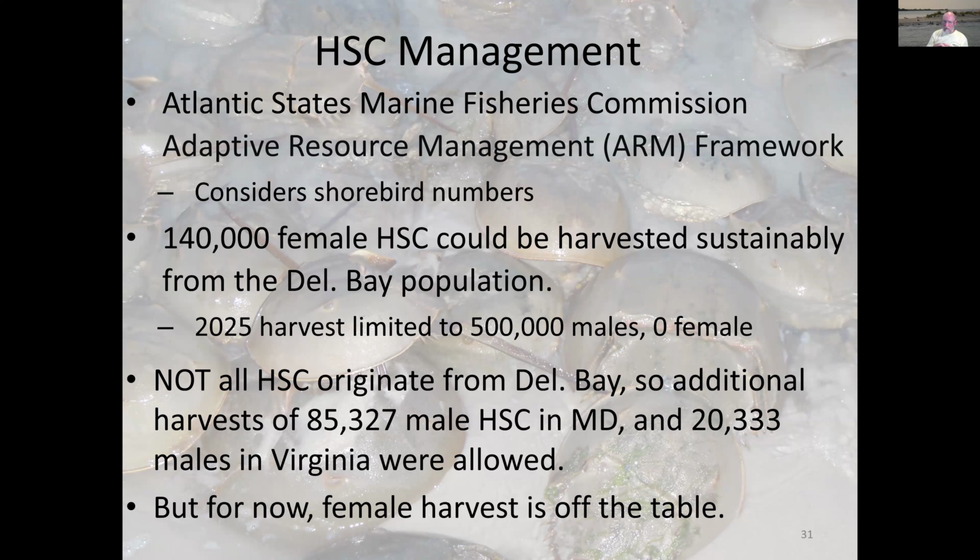And this has been largely due to pressure from advocates for the bird populations, who pressured them not to allow harvests of female crabs. Not all of the horseshoe crabs caught along the East Coast originate from Delaware Bay, though. So there are other harvests of about 85,000 horseshoe crabs in Maryland and 20,000 males in Virginia. But for now, they've stopped harvesting female horseshoe crabs.